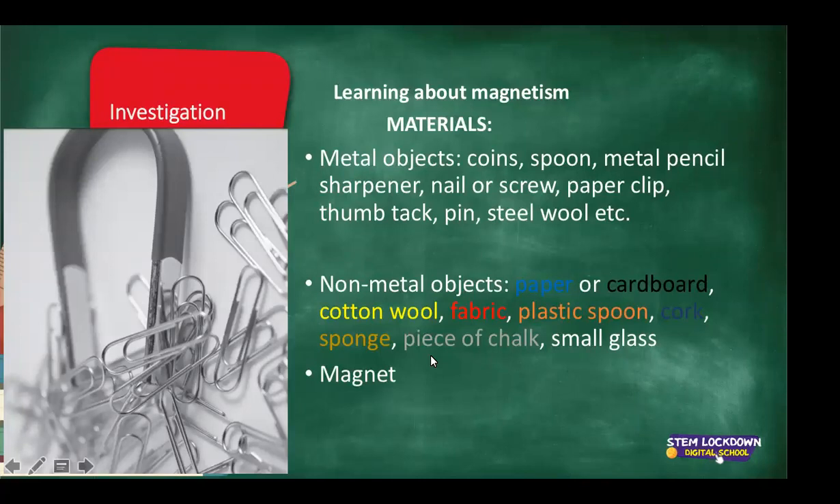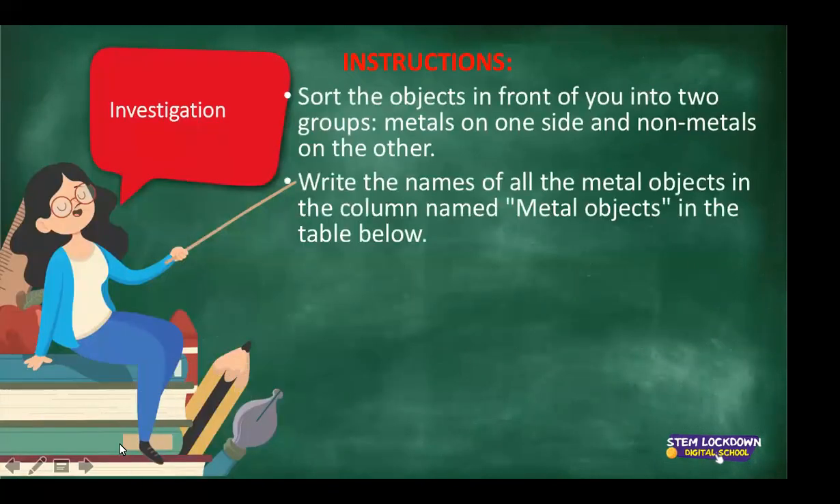Here are the instructions for our investigation. We are going to sort the objects in front of you into two groups: metals on one side and non-metals on the other side. Therefore, you're going to have a group of all objects which are made out of metal. It can be a paper clip, it can be a sharpener, it can even be a coin. You're going to place all of the non-metal objects in the other group.